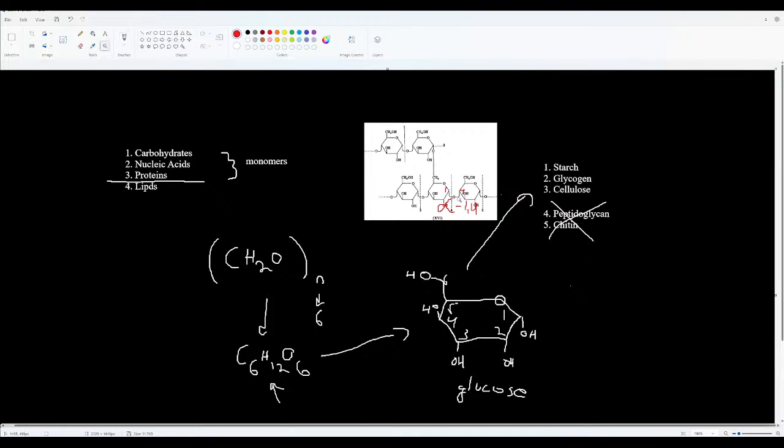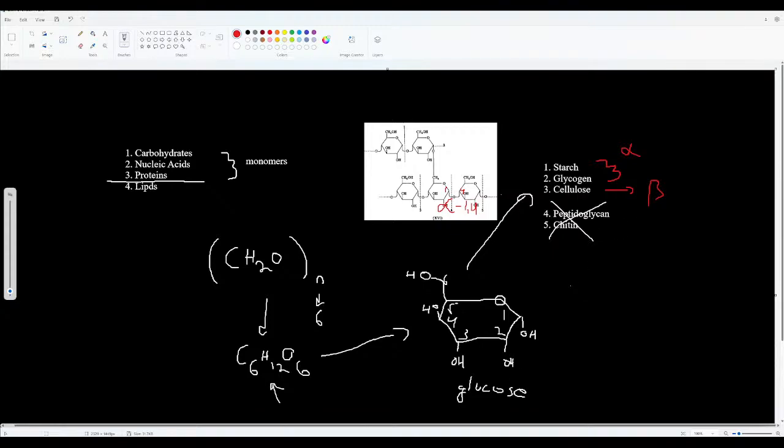But here's the secret, guys. You don't need to know the reasoning behind that. You just have to know that in the case of starch and in the case of glycogen, what holds those together are alpha 1,4. Or just more simply, just alpha. Both starch and glycogen are alpha. Cellulose is beta.